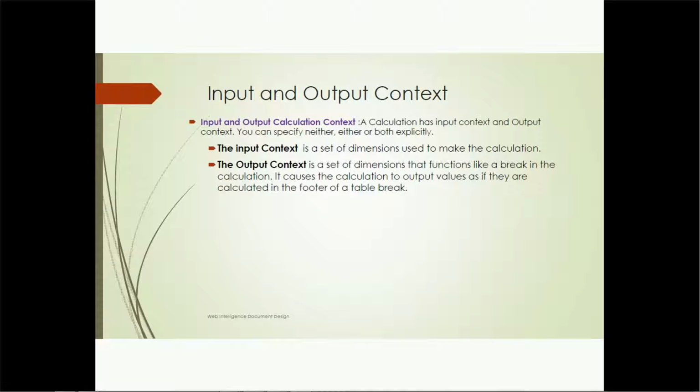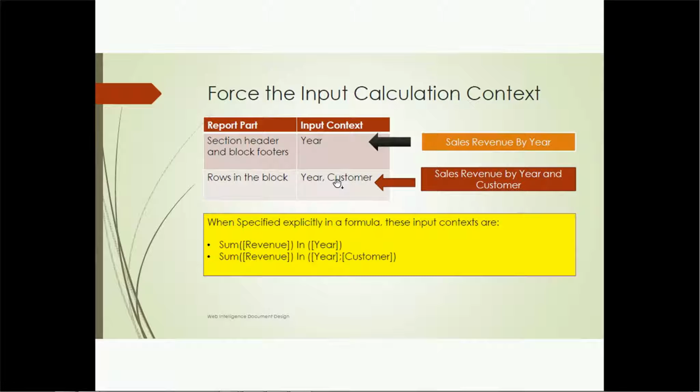Now let's come to the input and output context. Input context is a set of dimensions used to make the calculation, while output context is a set of dimensions that functions like a break in the calculation. It causes the calculation to output the values as if they were calculated in the footer of a table break.